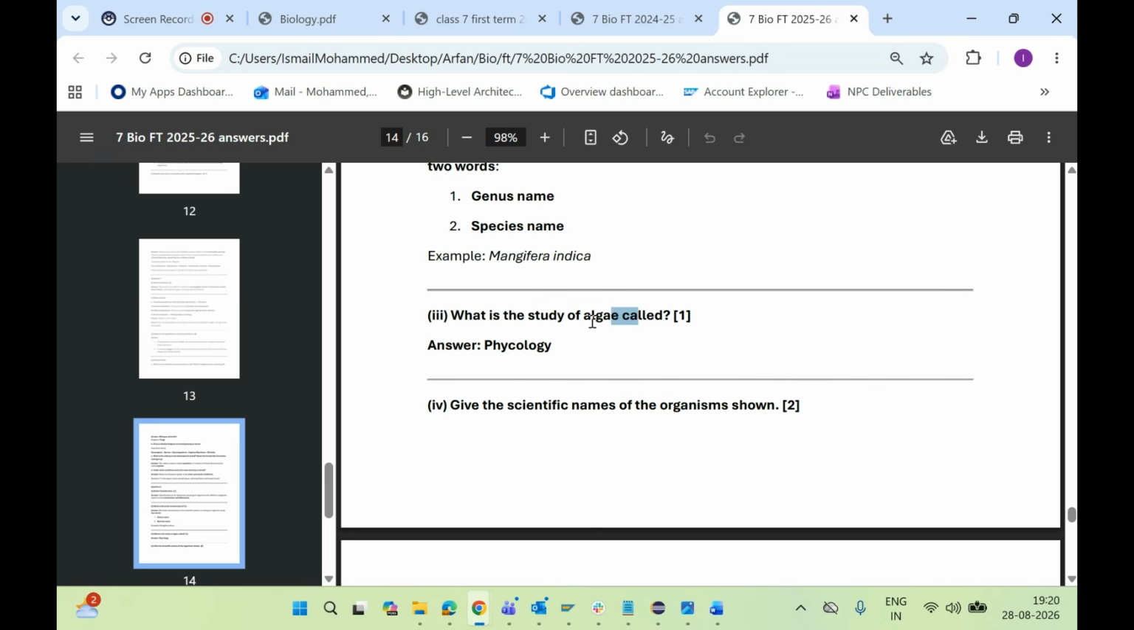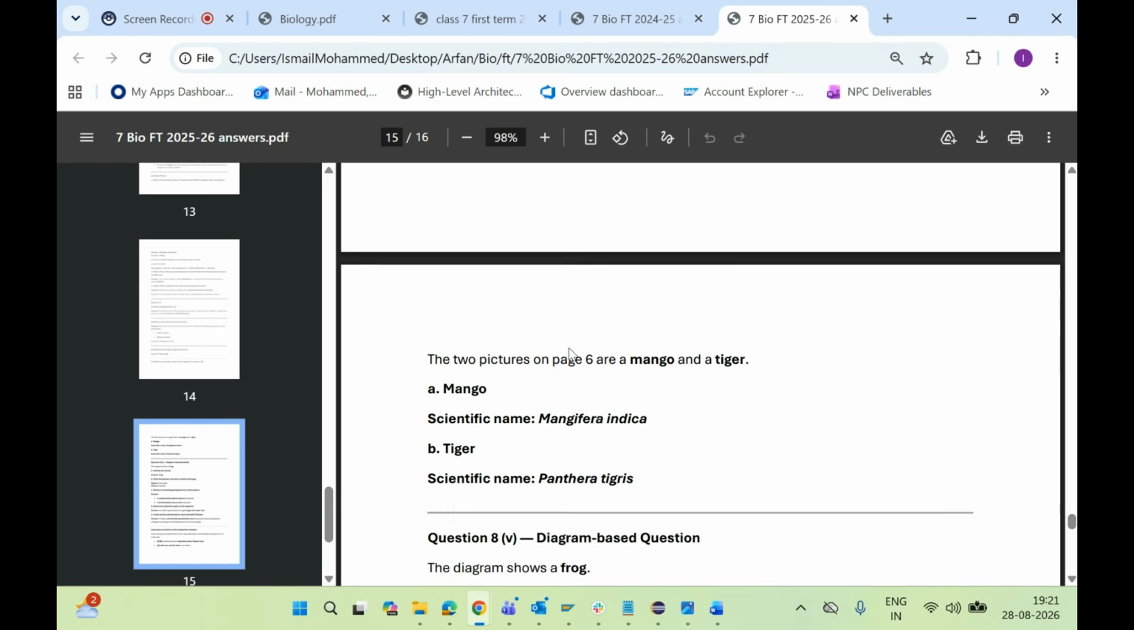What is the study of algae? This is important. The study of algae is called phycology, and the study of fungi is called mycology, and the study of tissues is called histology.